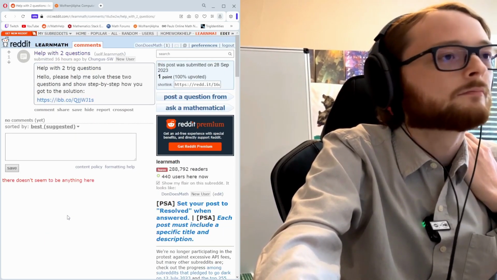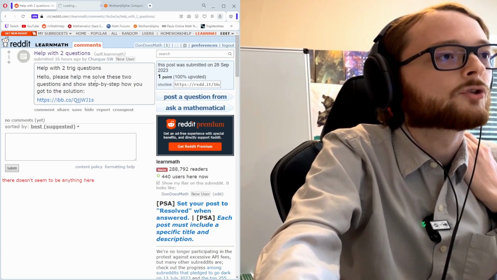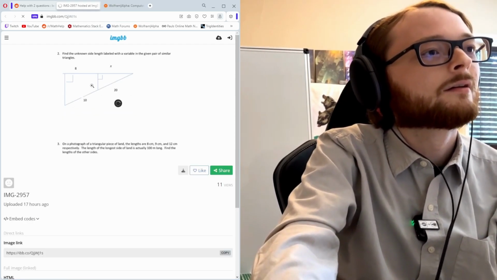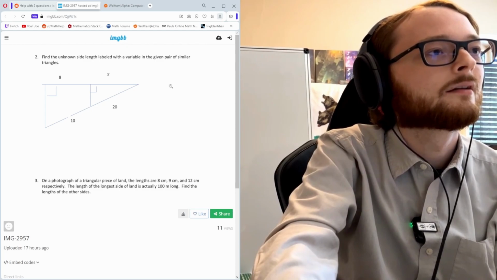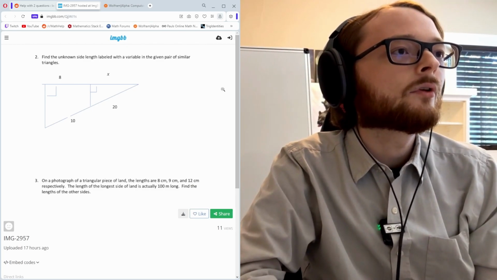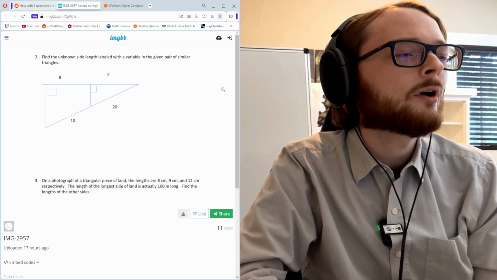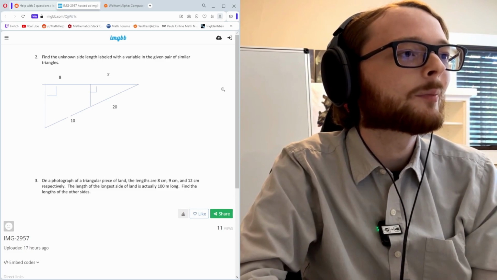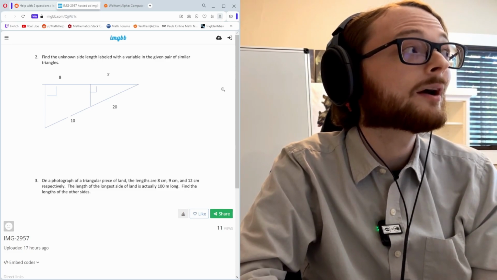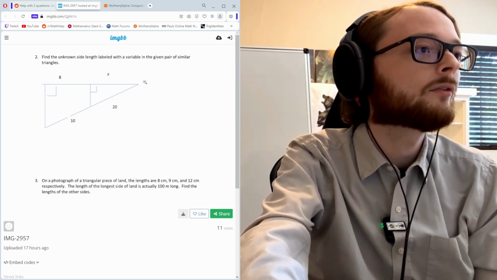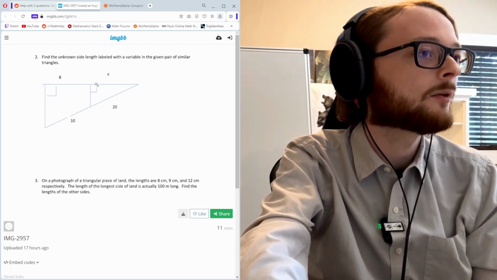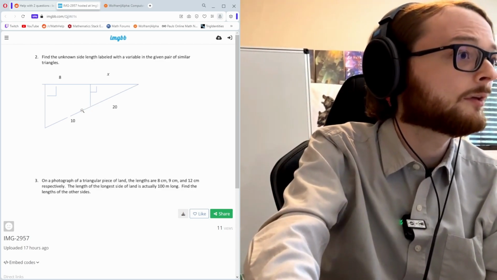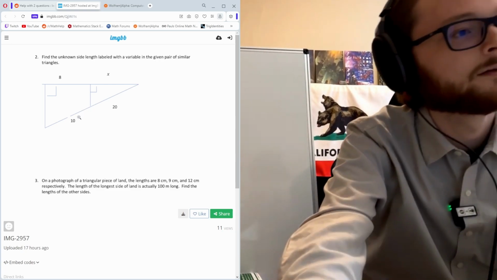Let's see what this one is. Show step by step how you got... Well, I'm not going to do that. Find the unknown side length of the variable in the given pair of similar triangles. You can just equate the proportions of these, can't you? I think you can do either the entire length or just the segments. There's a theorem saying they both should get the same result. Let's try that.